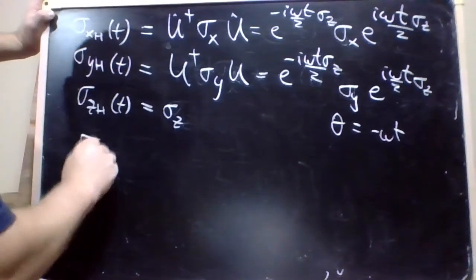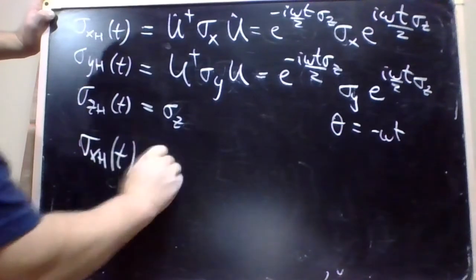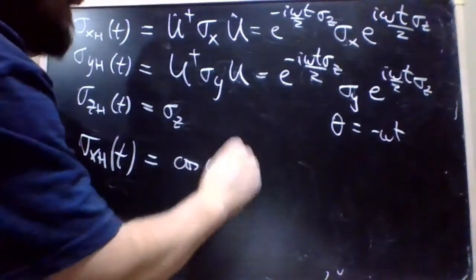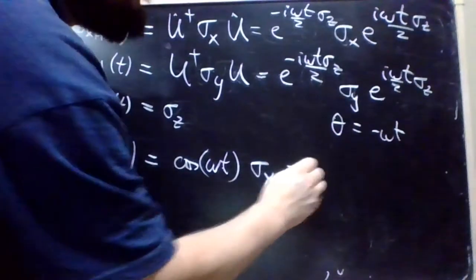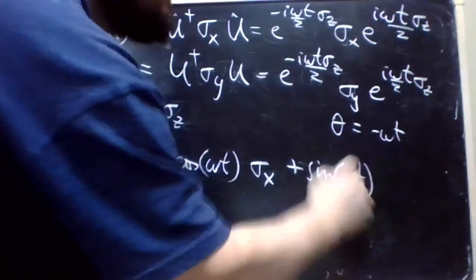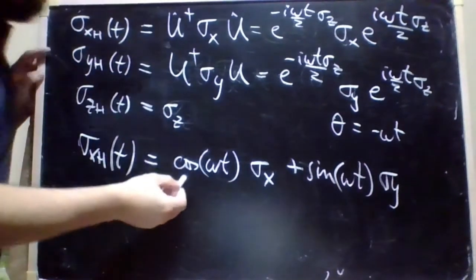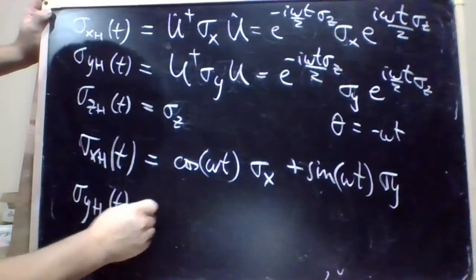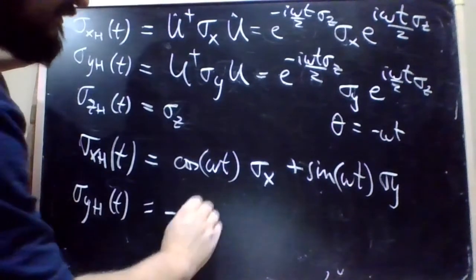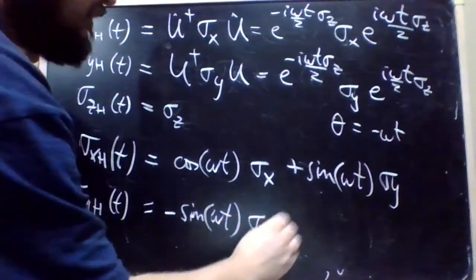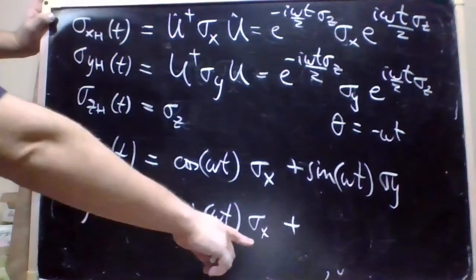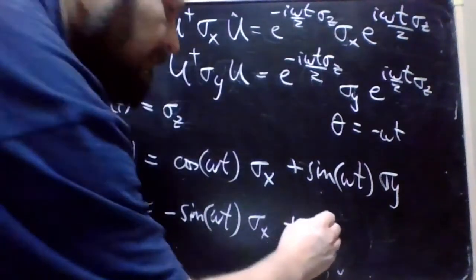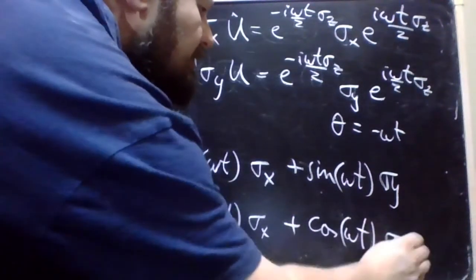And now we'll find out that sigma x in the Heisenberg picture is, when you perform the calculation, cosine of omega t sigma x plus sine of omega t sigma y. So this is the function C1, this is function C2, all right? And sigma y is minus sine of omega t sigma x plus cosine of omega t sigma y.